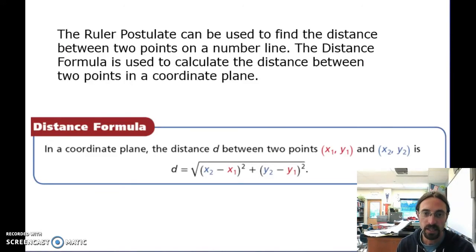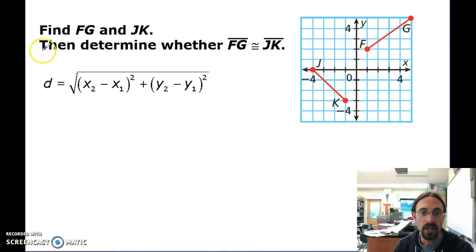More practically, when we get into theoretical things, we're going to use either the distance formula or the Pythagorean theorem. If you don't have the distance formula copied, go ahead and pause the video, make sure you get this in your notes right now, and then we're going to do a sample problem. So here, it says find FG and GK, then determine whether FG is congruent to GK. So we need to find the distances of each one. If you want to pause the video and try it right now before I explain it, go right ahead.